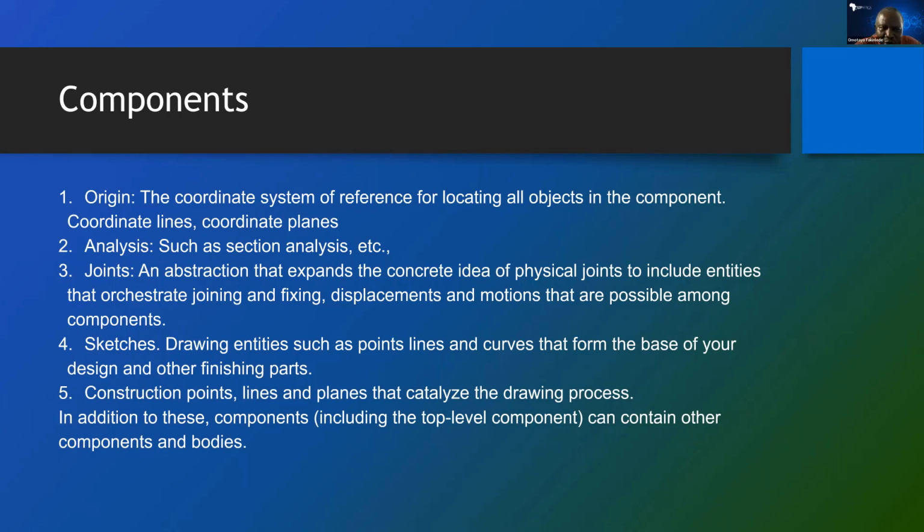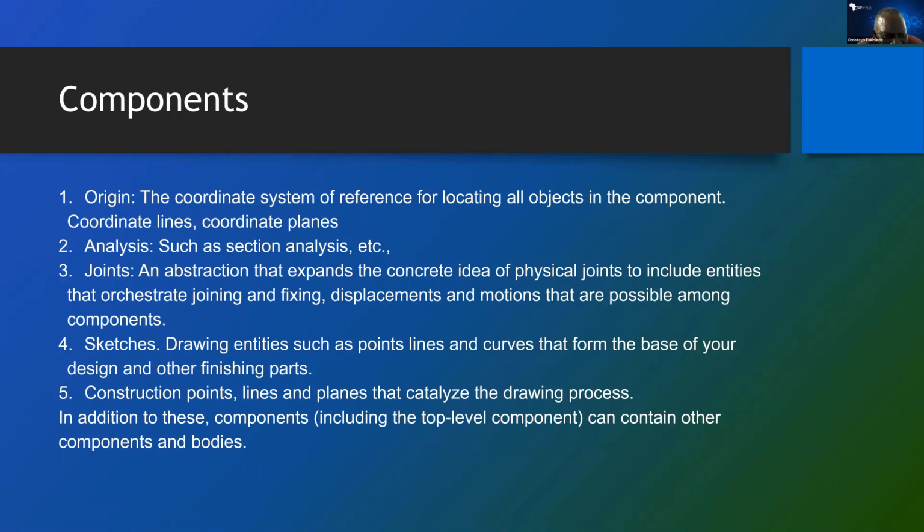So you don't have to use the coordinate planes, but what we are saying here is that the coordinate planes are always available in the abstract called origin. So when you see origin, it doesn't just mean origin. It is the coordinate system of reference for locating all objects in the component. And they include coordinate lines, coordinate planes, as well as an origin.